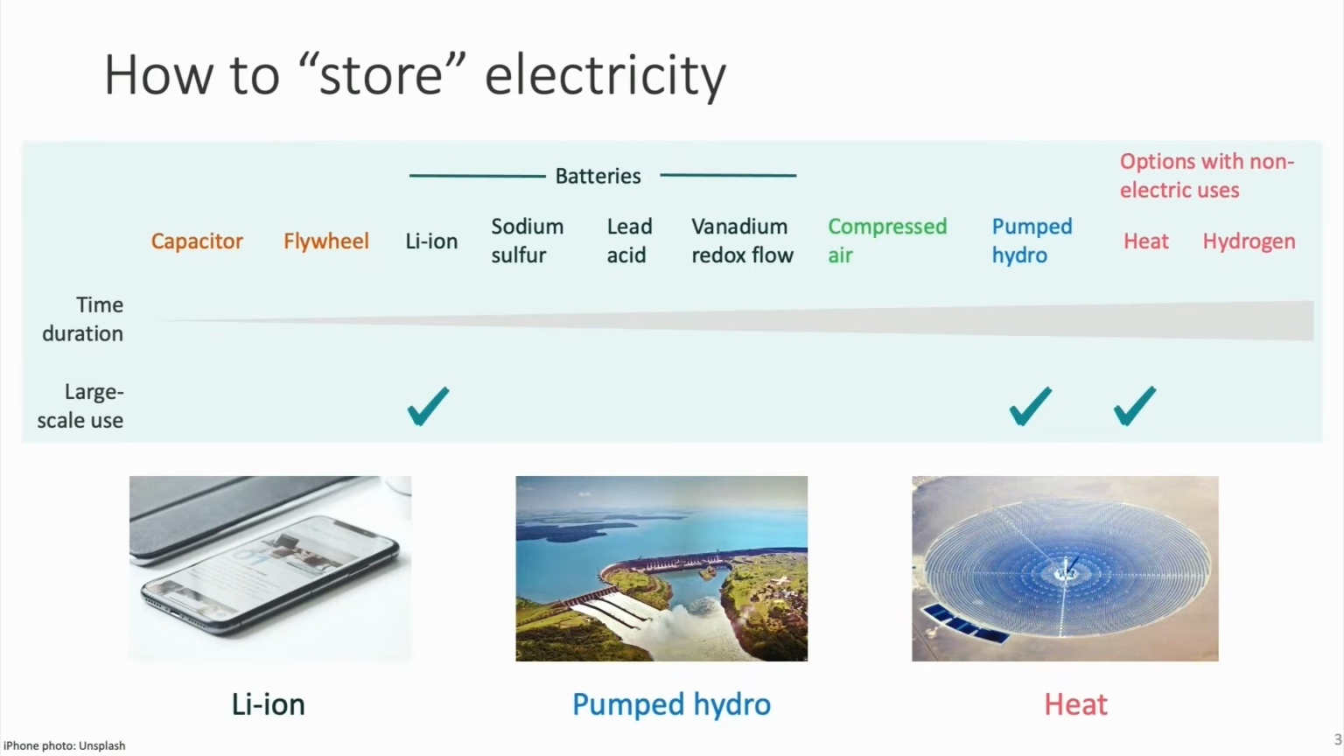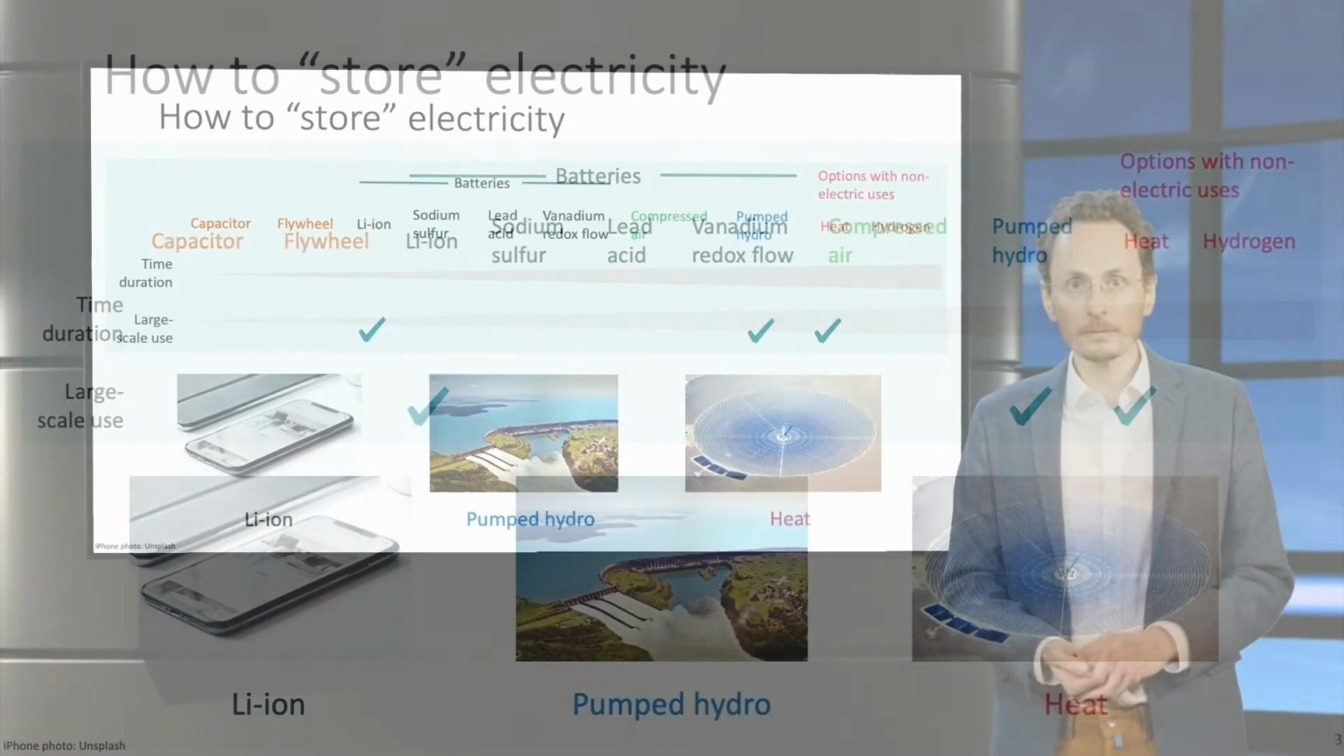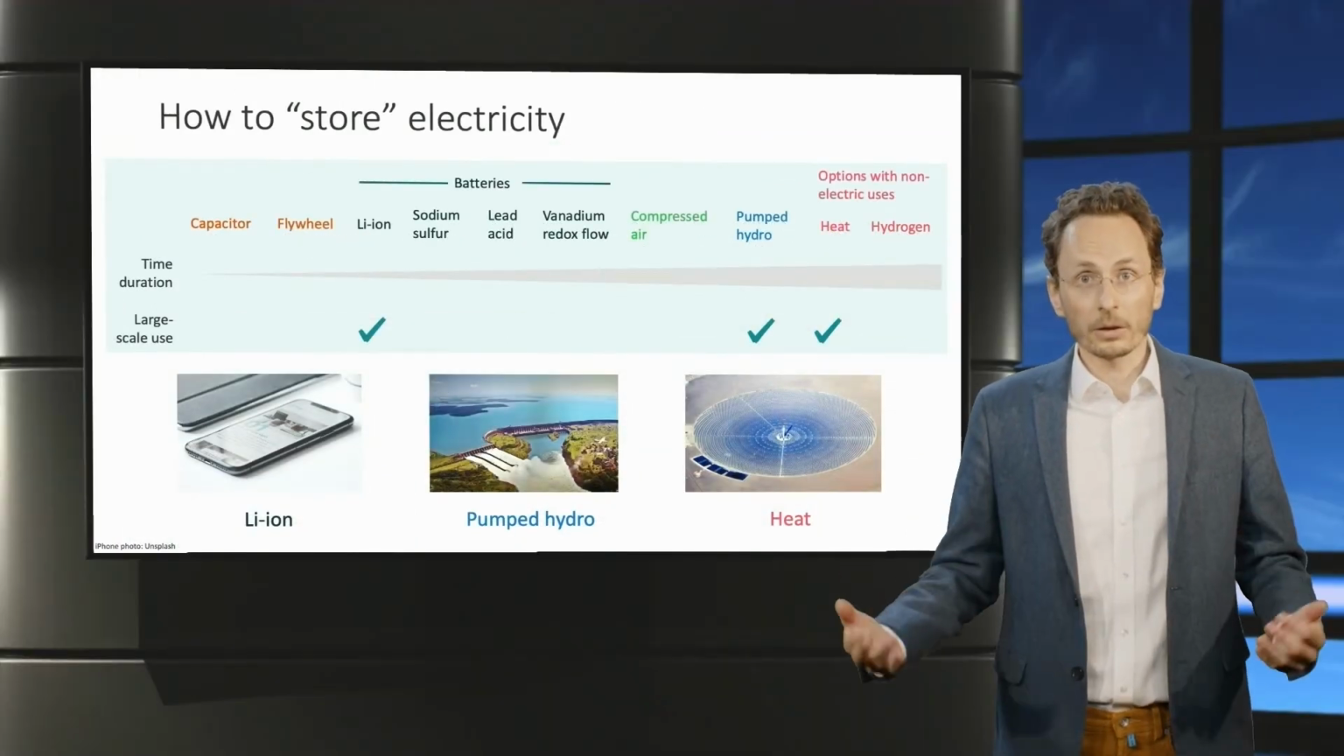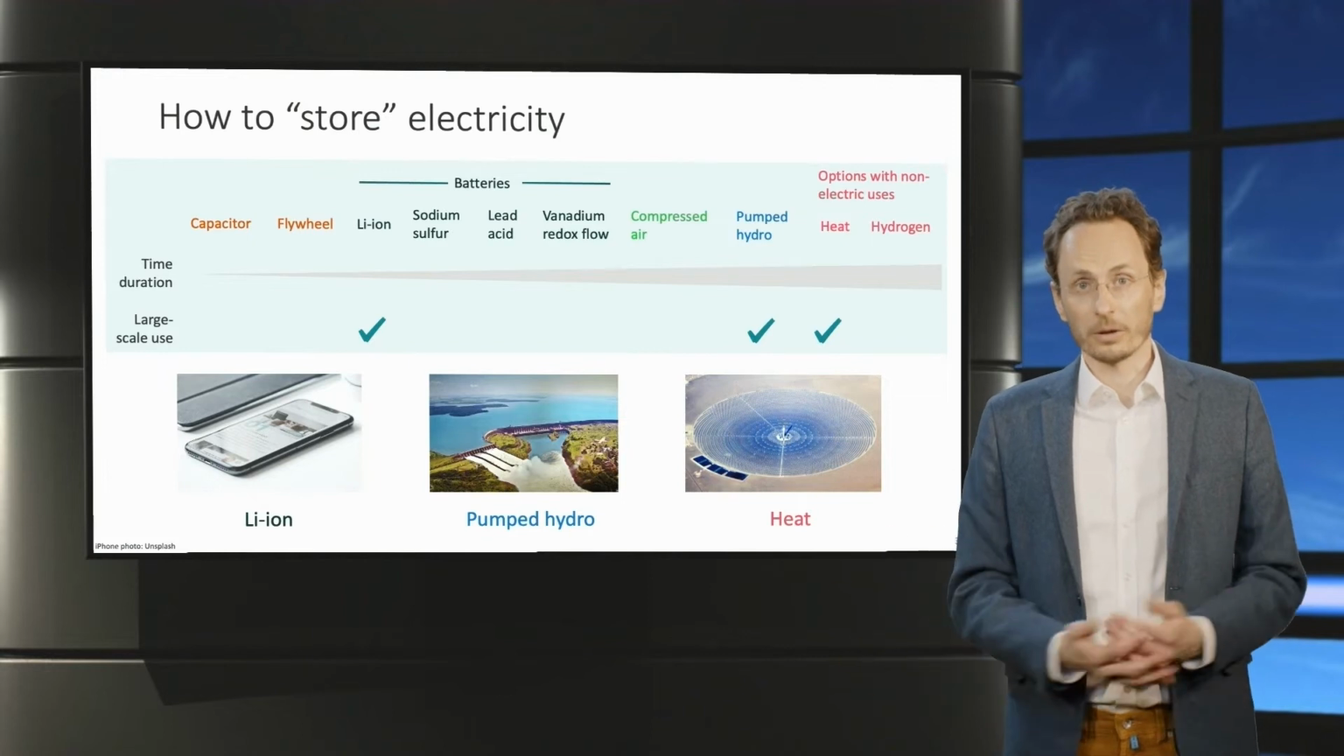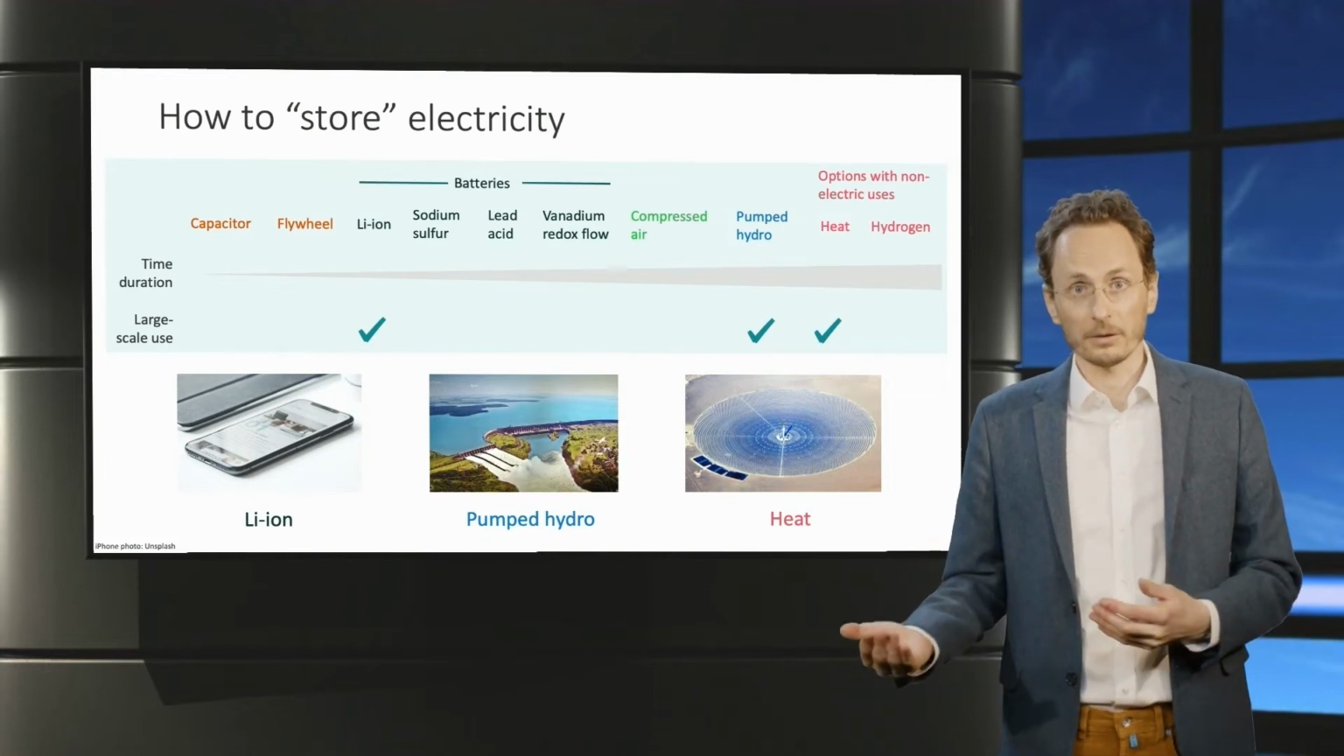Note that the two options at the very right, heat and hydrogen, I've indicated as options with non-electric uses, because in addition to turning them into electricity, you can also use heat and hydrogen for their own separate purposes, like heating or industrial processes, or for hydrogen also as a fuel. So this makes these electricity storage options more flexible, as we will also see in the next module. For now, let's look closer at two particularly important options, batteries and hydrogen.